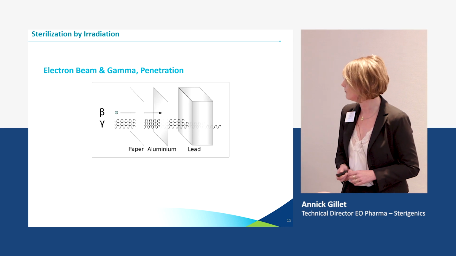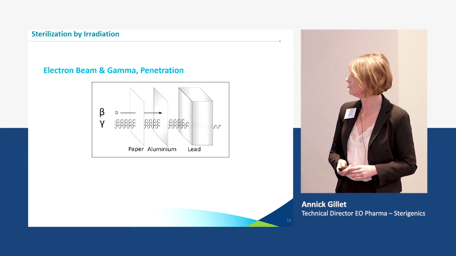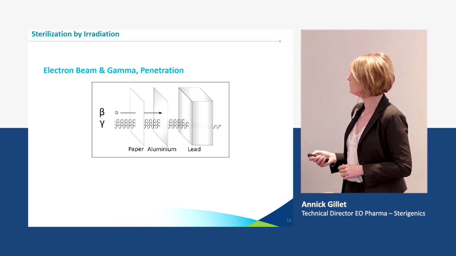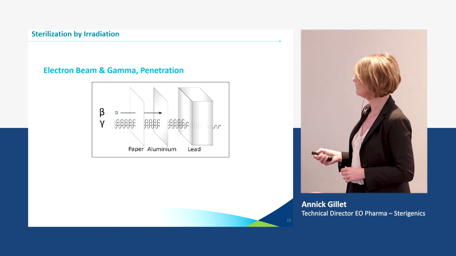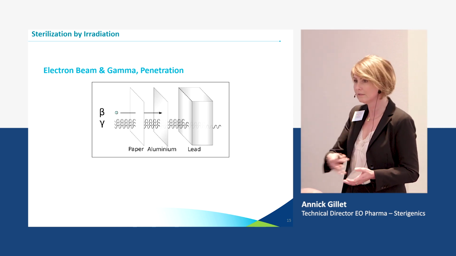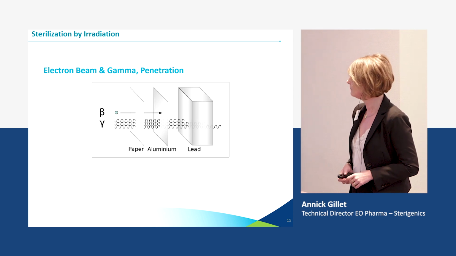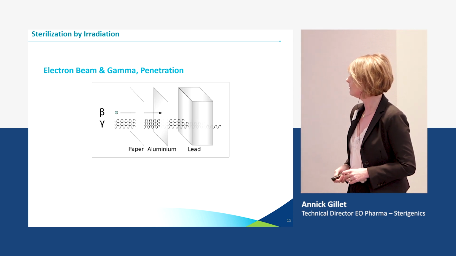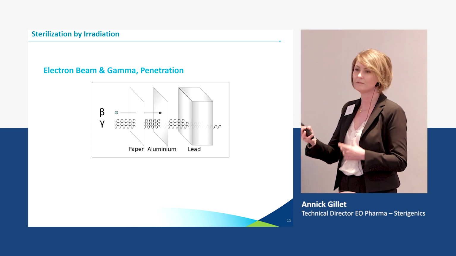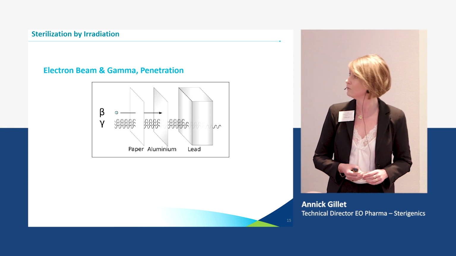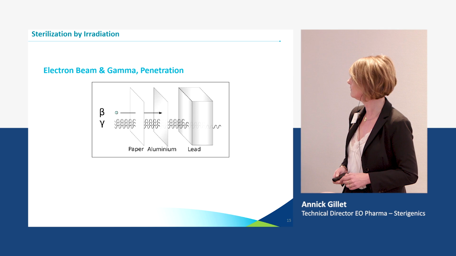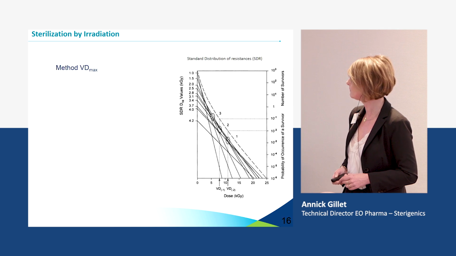And here also to illustrate the difference between gamma and E-beam rays. You see that gamma is really going deep because there is no mass really, that's photon, so it can go really far into the material. Whereas for the electron beam, that's not so deep. But anyway, there are things to balance these two technologies. But this is really the difference between the two.